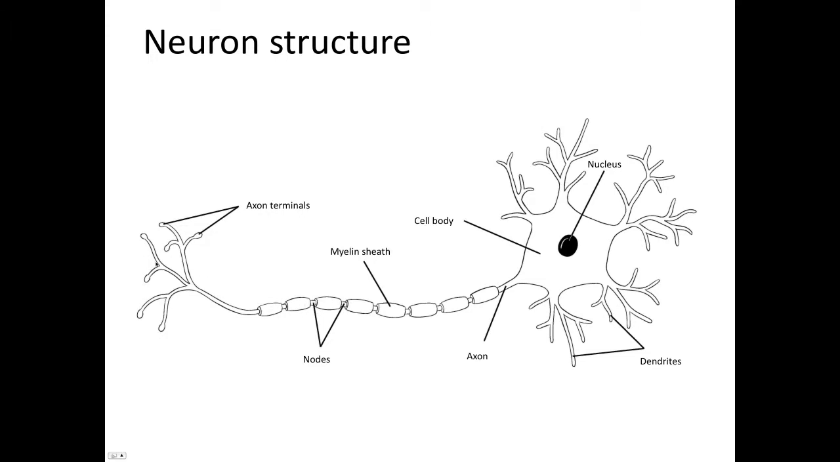Okay, and this would be connected to yet another neuron, okay, because these are the smallest unit of the nervous system. This is a type of cell. So obviously our nervous system has many, many, many of these.